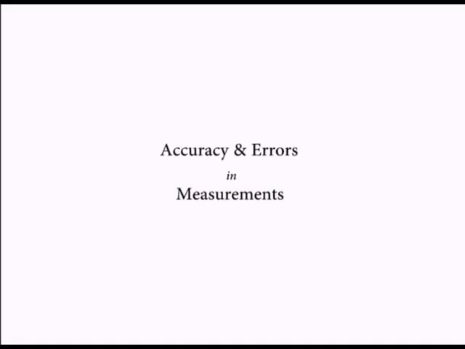Next, accuracy and errors in measurements. We know that physical quantities are measured using different instruments. The accuracy of the quantity measured depends on the sensitivity of the specific instrument. The sensitivity of an instrument is determined by the smallest division on the scale. This is called the least count.